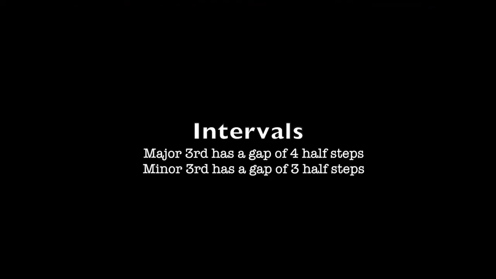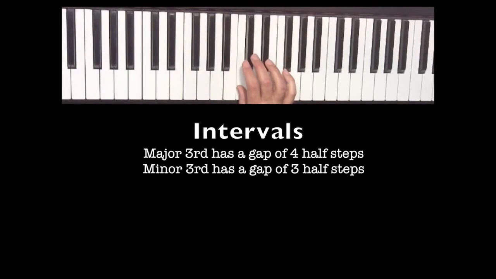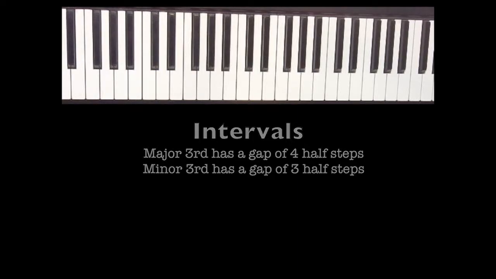And the minor third has an interval of just 3 half steps. So from C, 1, 2, 3. Here's another one from D, 1, 2, 3. So the first step is to understand the difference between the interval of a major third and a minor third.